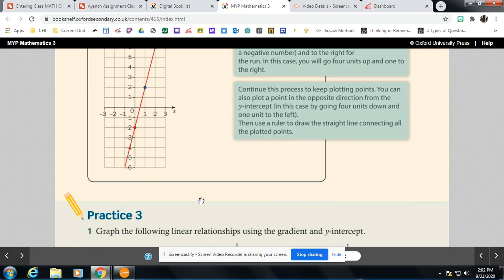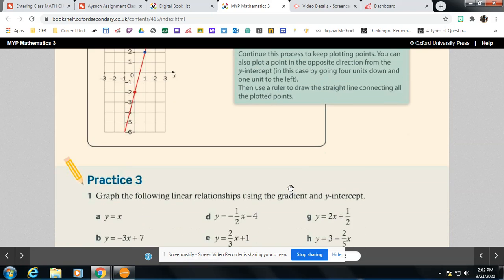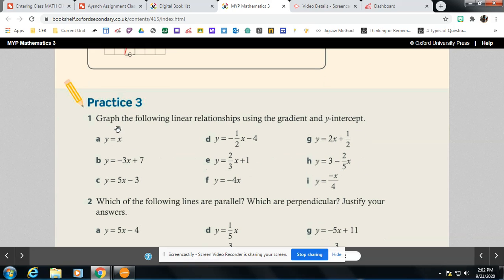Okay, so that's a quick review. Today we're going to be looking at questions like these, and you're going to tell me what the slope is of each equation.